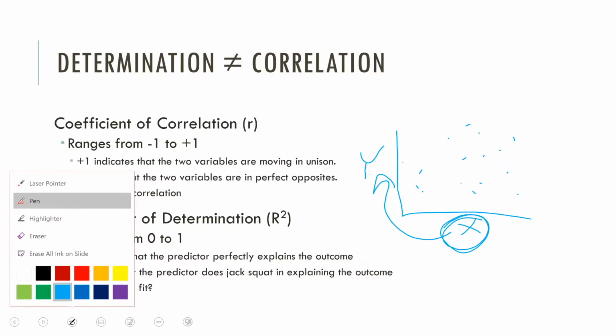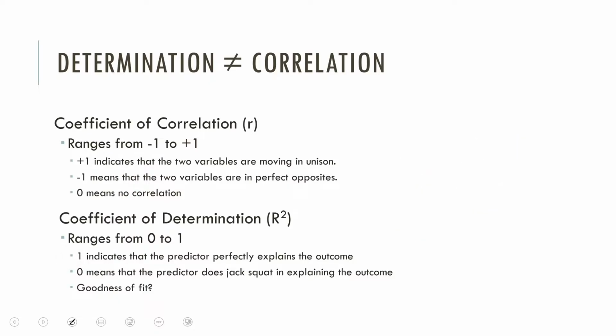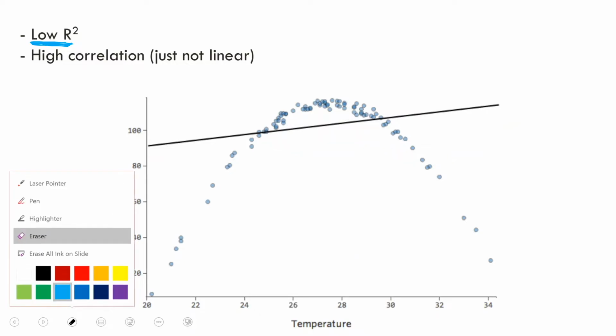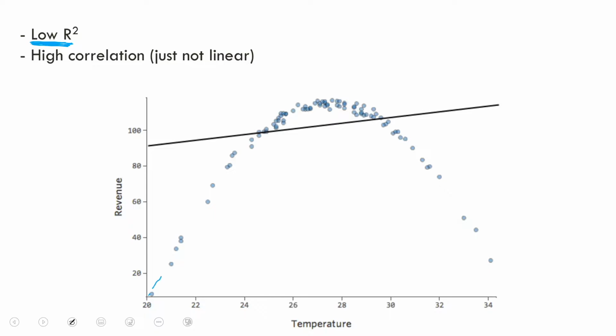Oftentimes people say, if your R-squared is high, that means you have a good fit model. Well, not necessarily. Let's take a look. When we have a low R-squared, that means X is not doing a great job at explaining Y on this linear scale. However, there is a big correlation between these two variables. They are highly correlated, just not in a linear fashion. It has a parabolic sort of behavior to it. So this line that we've constructed is totally legit.